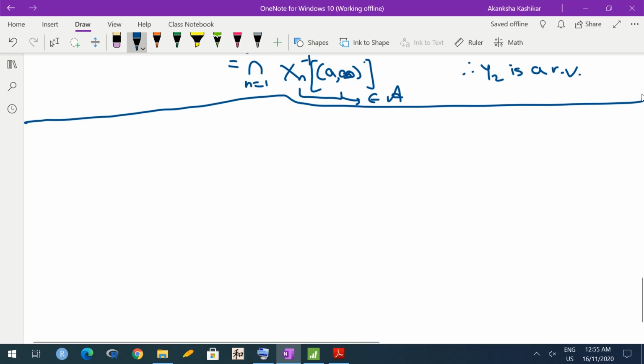Now we are going to introduce different types of random variables. So let me start with the simplest type, which is known as a simple random variable. But before that, let us revise what is meant by a partition of a set.